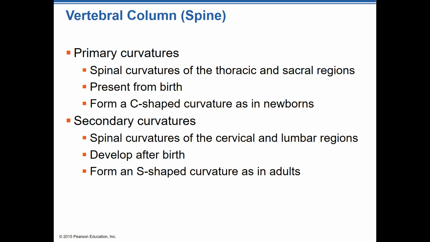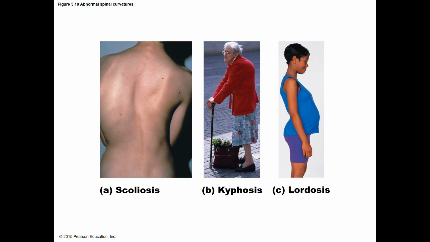Those are normal curvatures. We have some abnormal curvatures. If the spine curves to the side, we call that scoliosis. An abnormal curvature forward, like we see in this, like this poor little lady standing here, that's kyphosis. And then a lot of times with our pregnant moms, when that belly gets sticking out there and they're trying to maintain their balance, they're leaning their head and pulling their shoulders back more and more because that belly's sticking out and they're trying to keep their balance. That's what we call a lordosis.